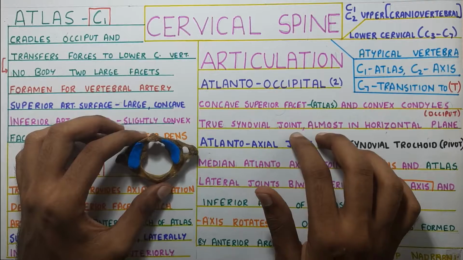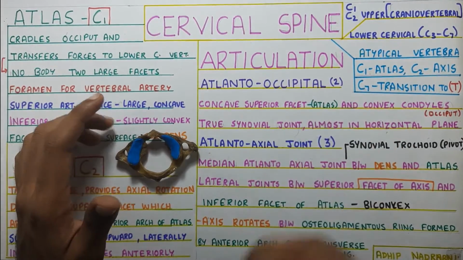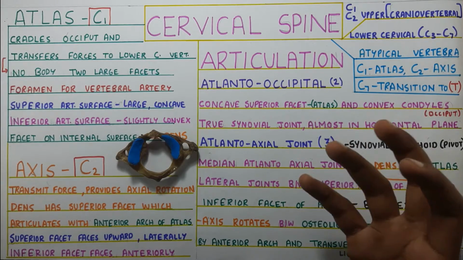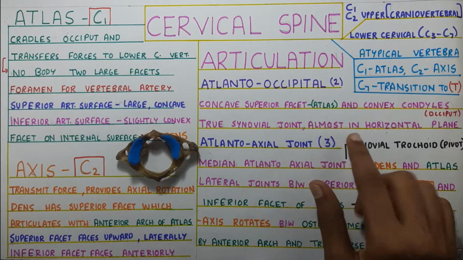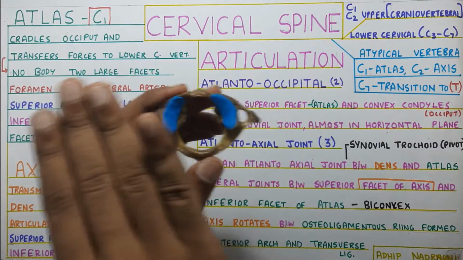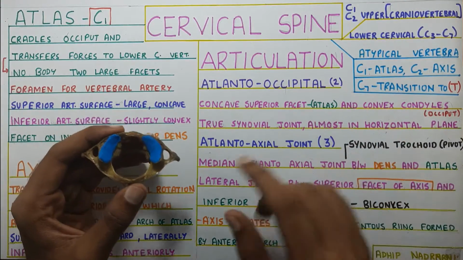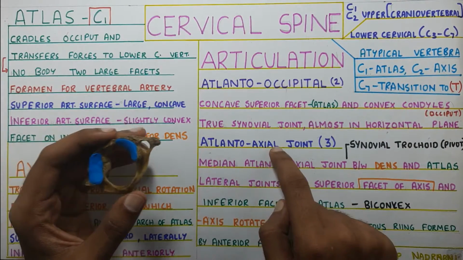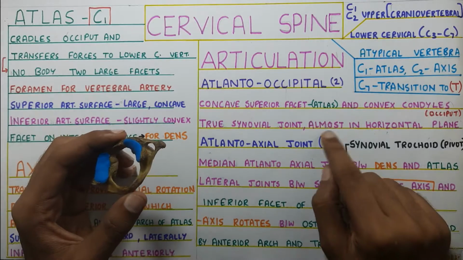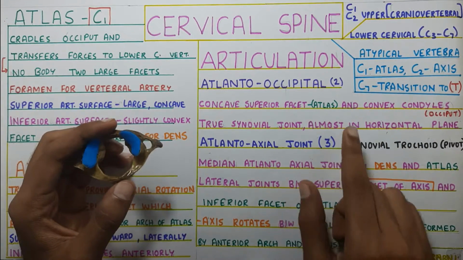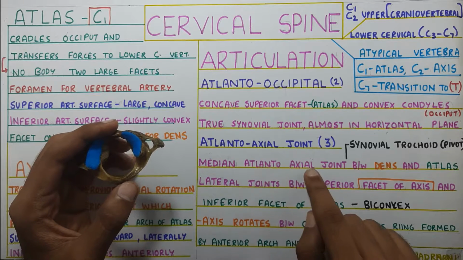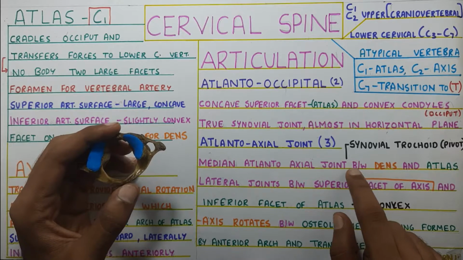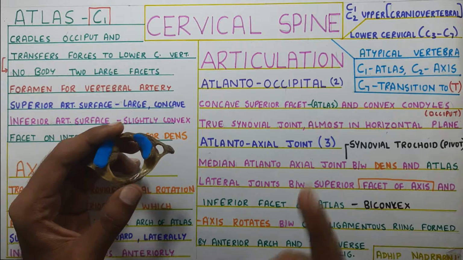They are true synovial joints, which is quite strange, right? We would expect a small joint like this to not be a synovial joint, but it is a synovial joint, and it is almost in the horizontal plane, right? If you can see, it's almost in the horizontal plane, and it has intra-articular meniscoid and fibroadipose structures. Now next one is the Atlanto-axial, that is between the atlas and the axis, and there are three articulating surfaces over here. The first one is the median Atlanto-axial joint, which is a synovial, trochoid or pivot type of joint, and it is between your dens and the atlas, which we just talked about.